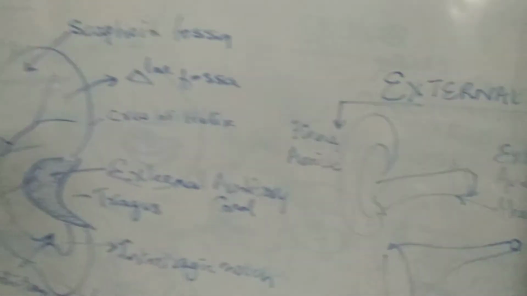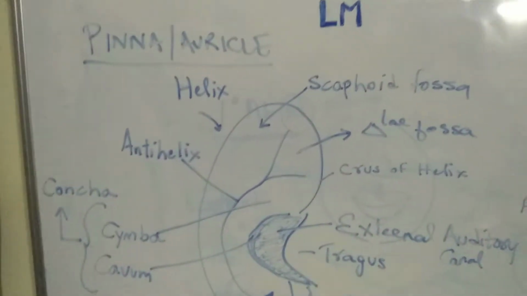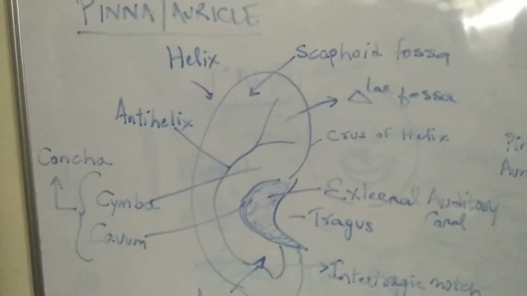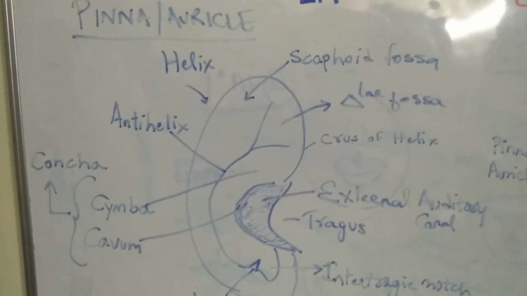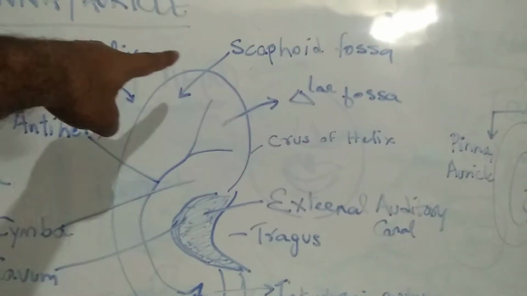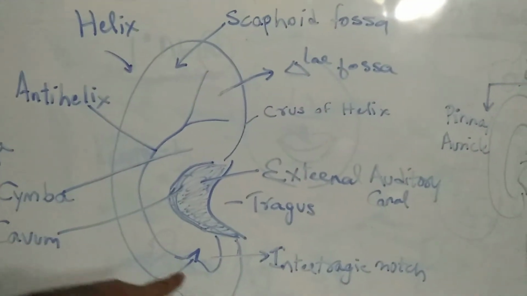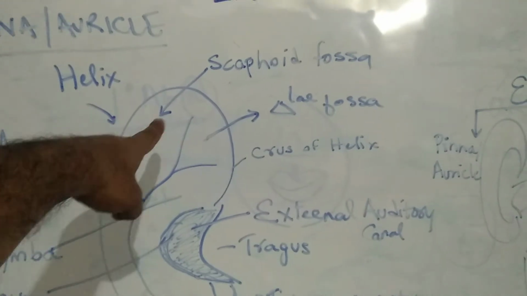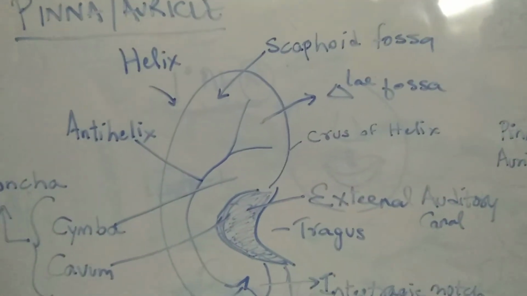So let's see what the parts of this pinna or the auricle are. It appears like there are so many labelings. We'll cut short that and tell you in the simplest possible way if you have patience of 5 minutes to listen. So this outermost conical projection of the pinna is called the helix.